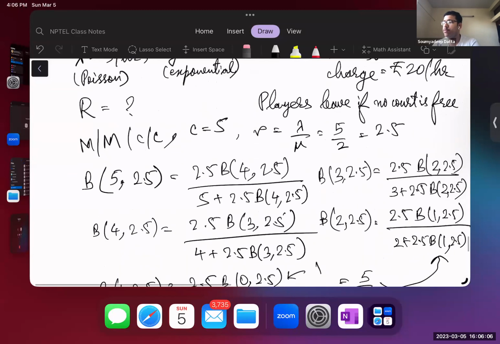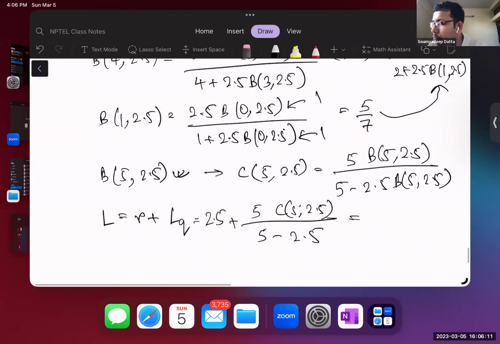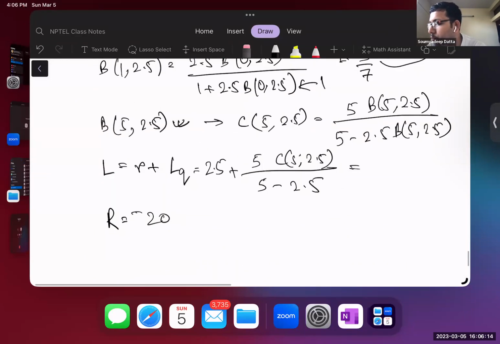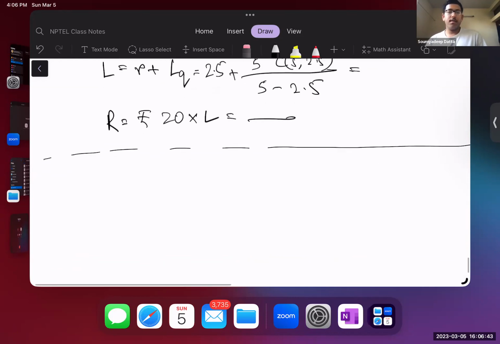And then if the fee is given to be 20 Indian rupees per hour, the final revenue will be nothing but 20 times L. So this will be the answer. So this is how we solve a similar problem. This lecture is very much dependent on formulae, that is, you need to have a cheat sheet of formulae ready with you. This is one problem.